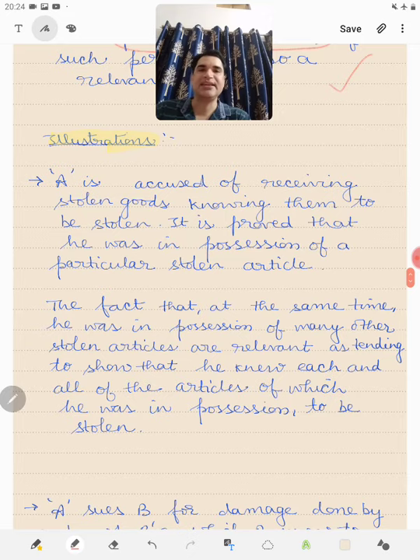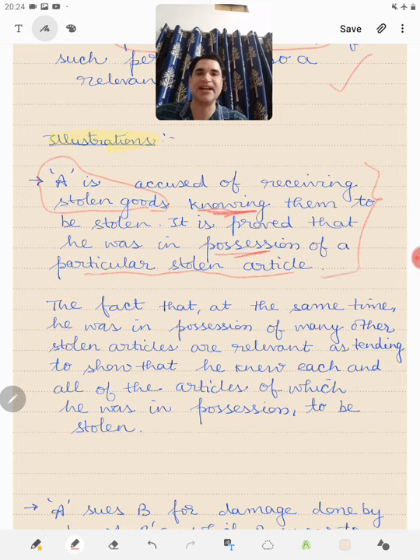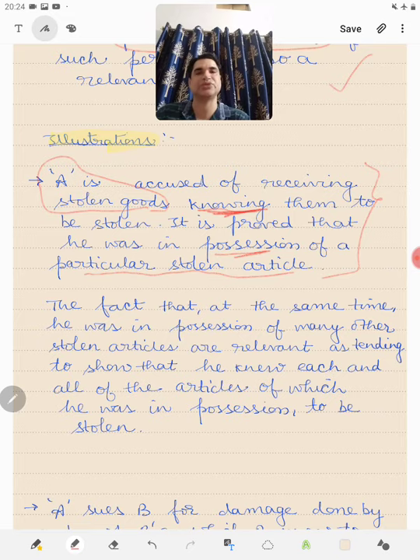Let us see. A is accused of receiving stolen goods. It is said that A has been a habitual receiver of stolen goods, knowing them to be stolen, that he has the knowledge that it is stolen. It is proved that he was in possession of a particular stolen article. So possession is proved. Now what we have to prove is that he has the knowledge. How do we prove that he has the knowledge that a particular good is a stolen good? The fact that at the same time he was in possession of many other stolen articles is relevant as tending to show that he knew each and all of the articles of which he was in possession to be stolen.